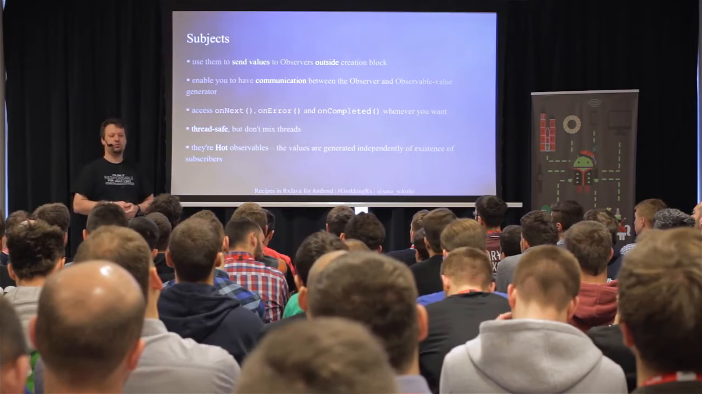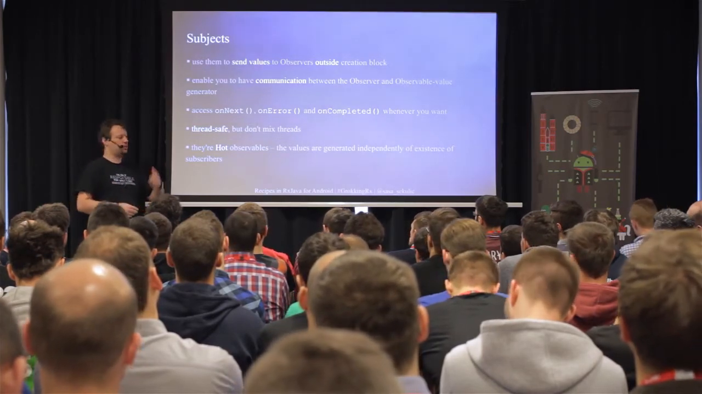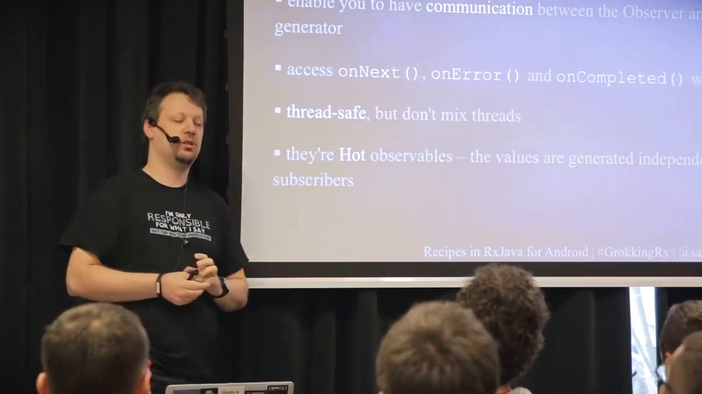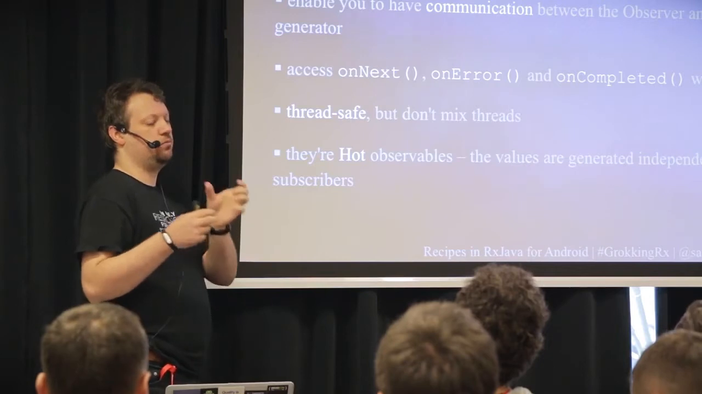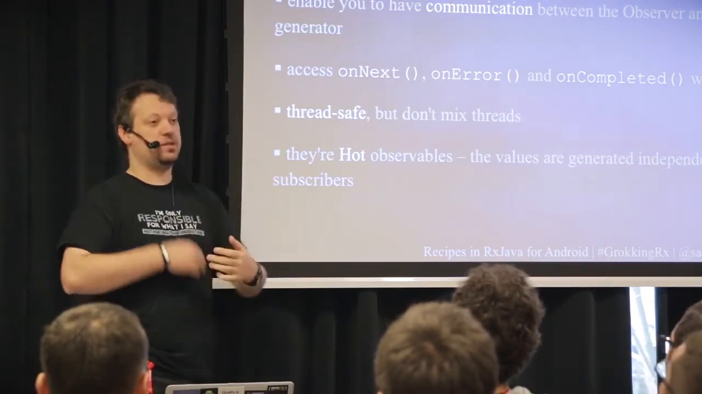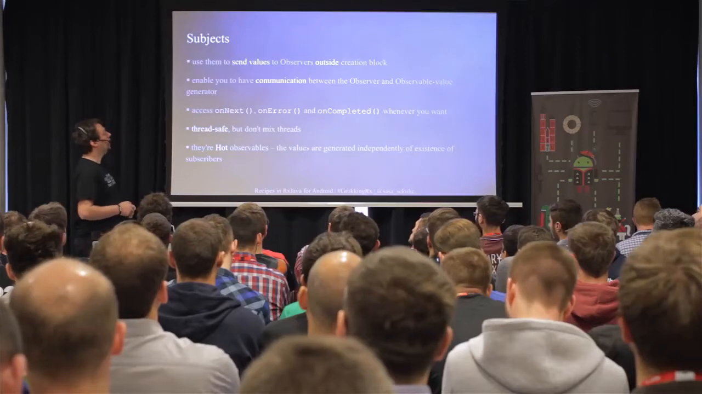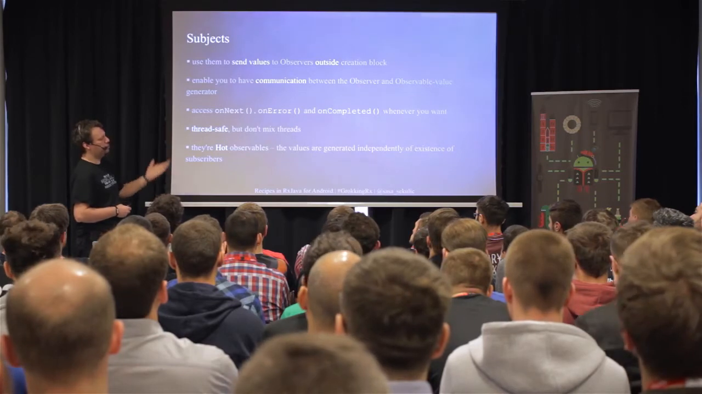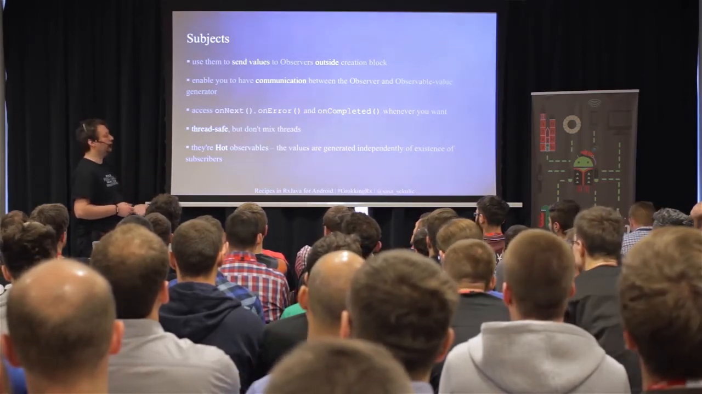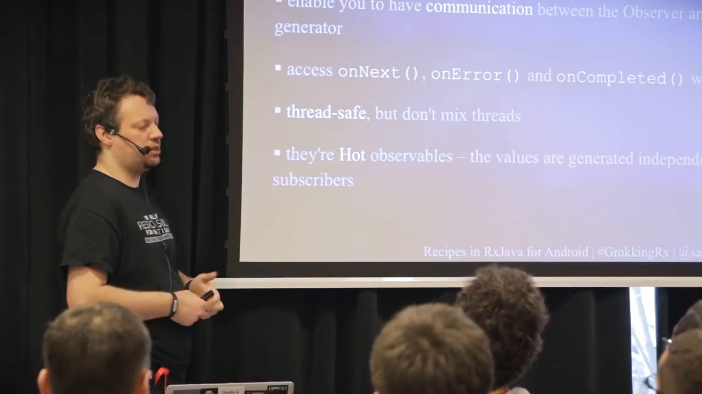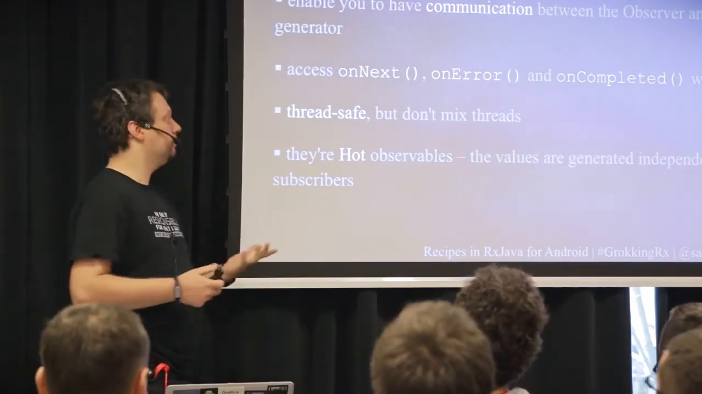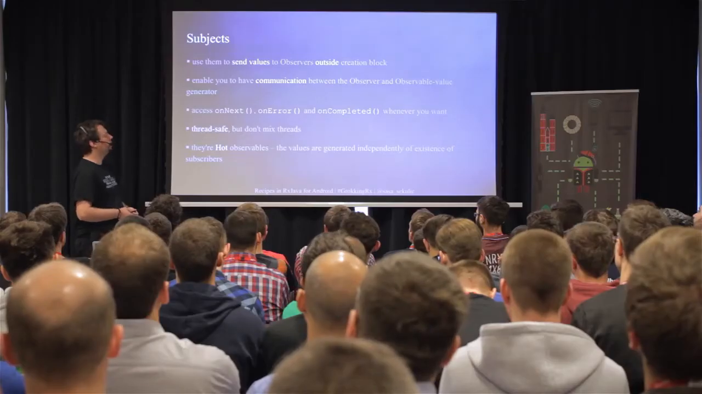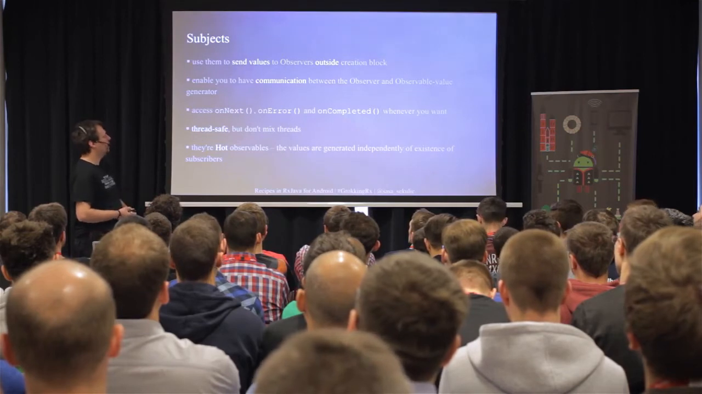So that is obviously a bit of a problem, because if you just do very simple operations, like getting something from Retrofit, or reading something from shared preferences, that's okay, but you might want to use that observable later to send some more data that's created later. So subjects enable you to communicate with the observer and to set the values to the observable. They're basically like setters in basic Java. So you can access onNext, onError, and onCompleted whenever you want. And actually you should, because that's why you're using them.